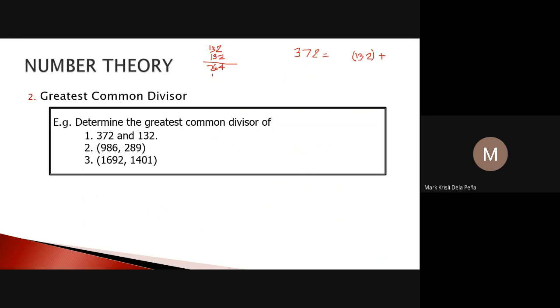Now this is greater than 372, so we will have a Q that is equal to 2. Then what is 372 minus 264? That's 108.